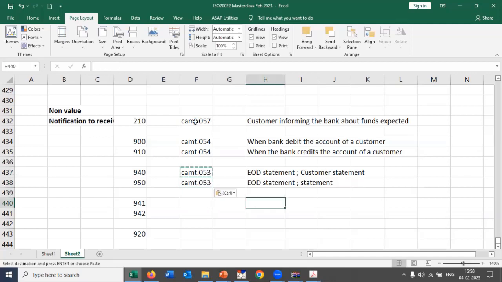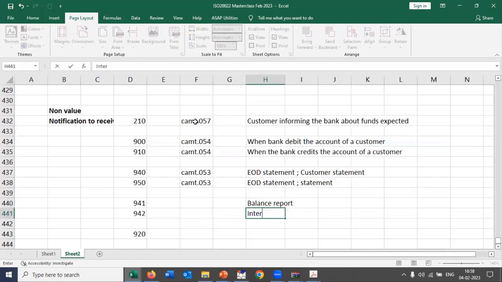Now 941 is known as the balance report. You'll just get the balance. And 942 is known as interim transaction report. So let's say your bank operates from 9 o'clock till 5 o'clock. At 11 o'clock, I ask you for a statement for transactions from 9 to 11. Then that's the interim transaction report. It does not give you the balances. It only gives you the details of the transactions. Equivalent of this in ISO world is CAMT052.